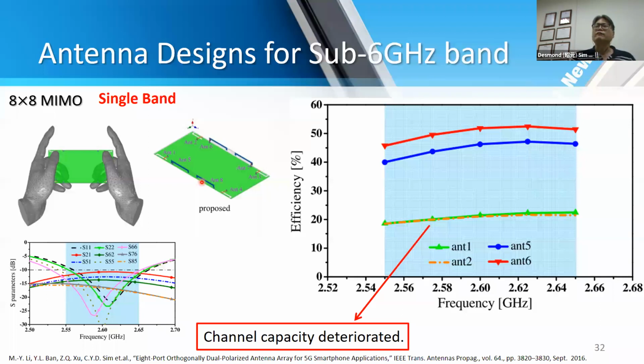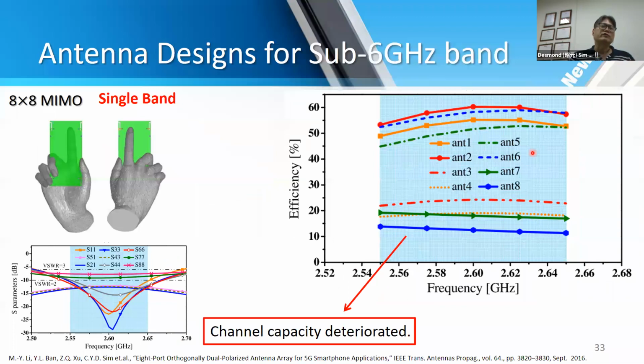You can see from here that if the hand is very close to antenna 1 and 2, then the efficiency would drop from about 40 all the way down to 20. And antenna 5 and 6 still maintain about 40% of efficiency. And this is the requirement from the industry.